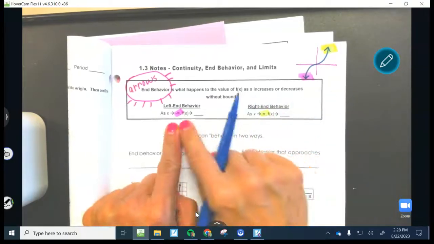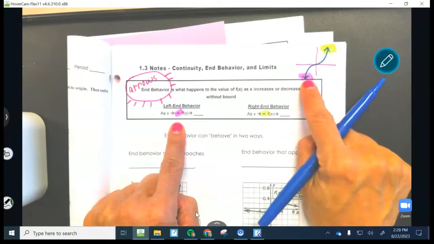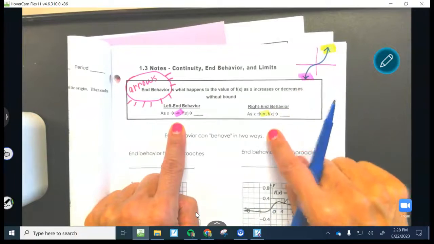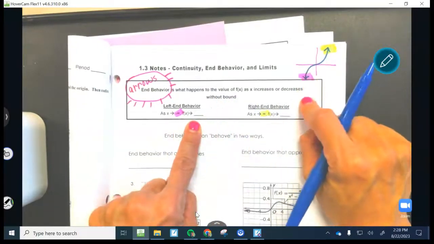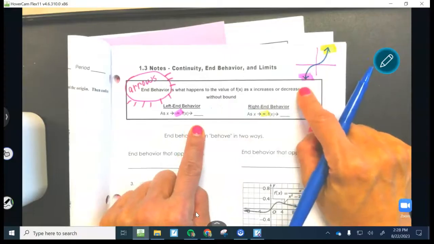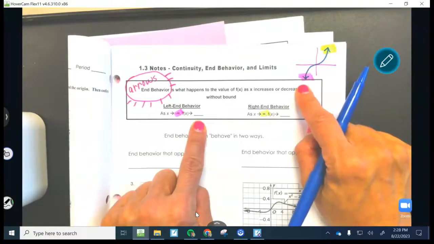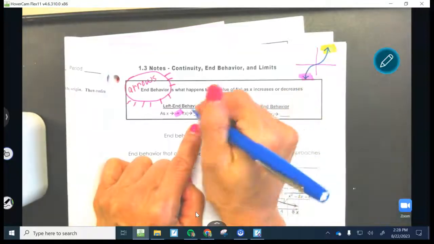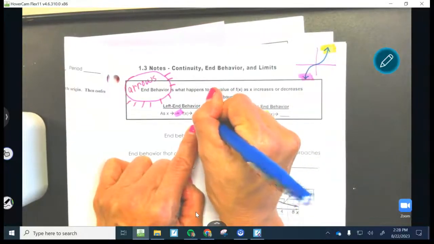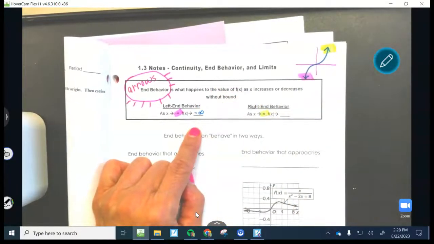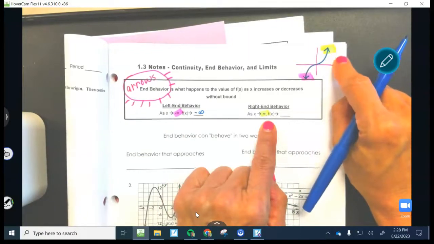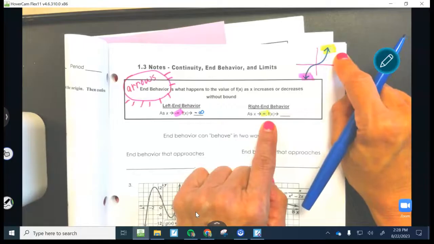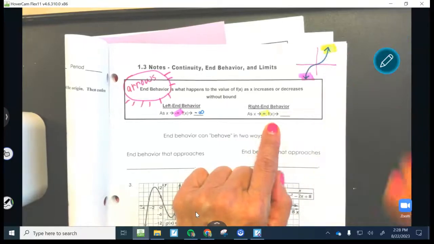Okay, so as these values are getting towards the left of the graph, remember that's inputs, what is happening to the outputs here? Are the y values increasing or decreasing? Good, so we're going to write negative infinity. What about when the x values are getting higher over here in quadrant 1? What's happening to the y values?